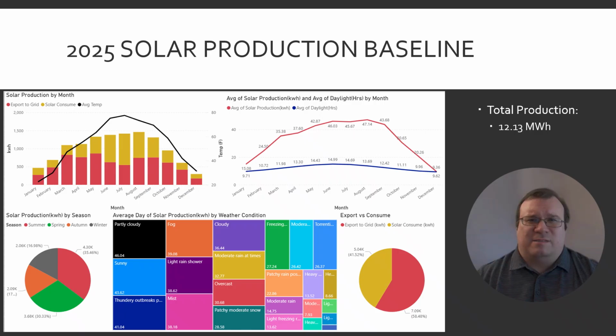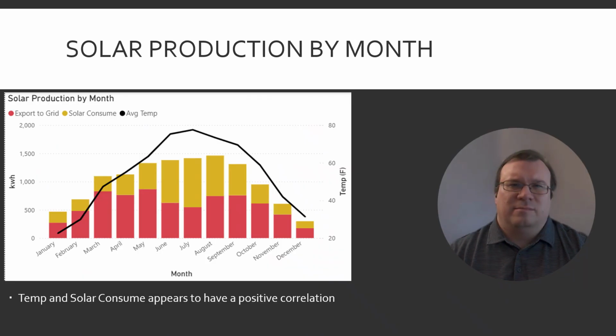In the average day of solar production by weather condition tree map, we see partly cloudy and sunny days are the top two conditions. It also appears that in rainy weather, if the rain didn't last long, it bumped up the average. In the export versus consume pie chart, we see most of the homeowner's production was sent back to the grid, 58.48%. Now we're going to come back to those two charts.